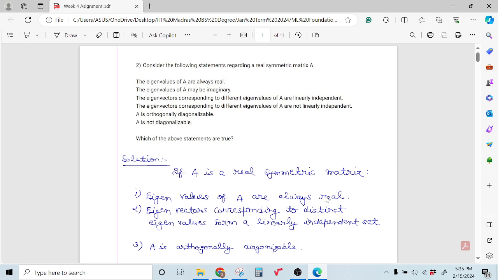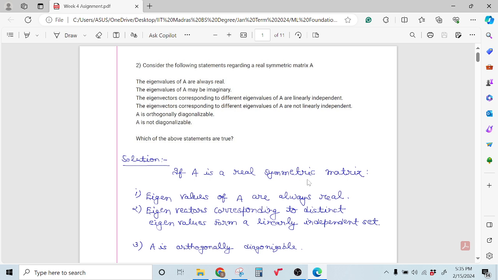So if A is a real symmetric matrix, then eigenvalues of A are always real. And the second property is, eigenvectors corresponding to distinct eigenvalues form a linearly independent set. And third is, it is orthogonally diagonalizable.